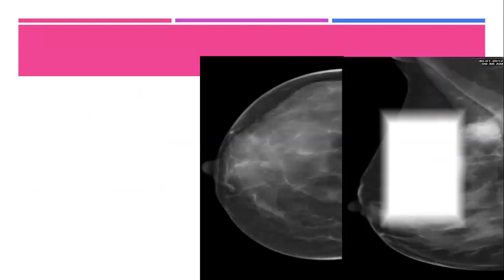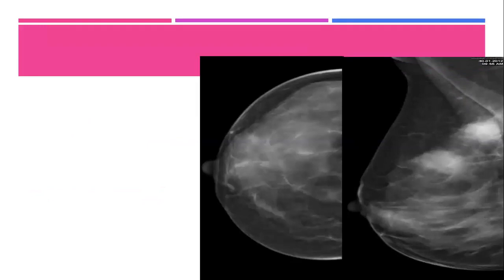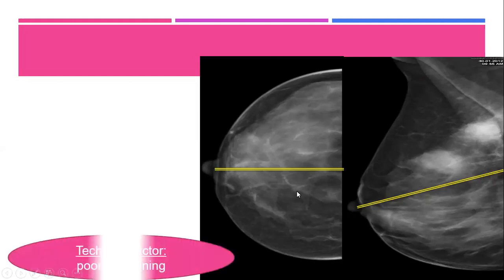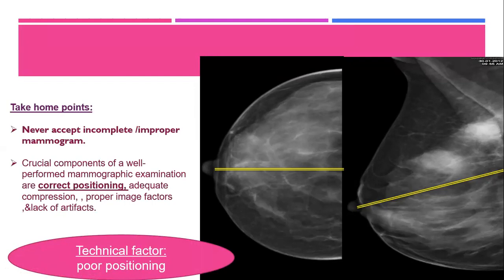This is also my patient. Can you imagine, these two large breast cancers on the MLO were not included in this CC view? Since we could not see the pectoralis or retromammary fat posteriorly, we have to use the posterior nipple line for evaluating the CC view. And again, this is poor positioning and technical factors, and I advise you never to accept an incomplete or improper mammogram.